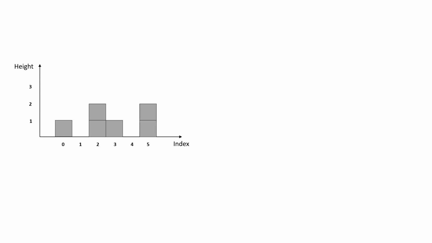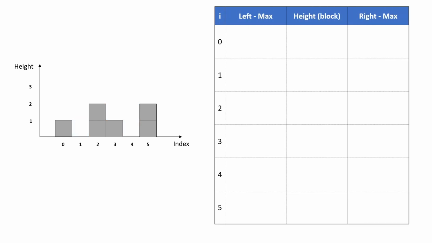Here I have taken a sample test case, and for this case what we will do is, we will keep track of the left maximum boundary and the right maximum boundary for each individual index. While we are doing that, we will also keep track of the height of the block present at each individual index to calculate the total water that can be trapped in the future. Let's go one step at a time.